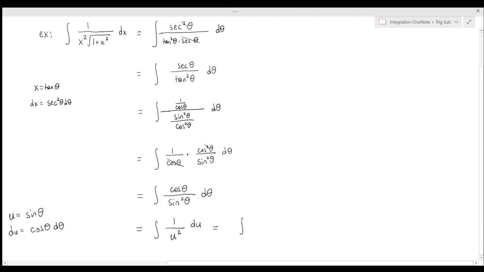So if we rewrite this as u to the -2, all right, so integrating that will give us u to the -1 over -1. So u to the -1 over -1, I'm going to rewrite like this.